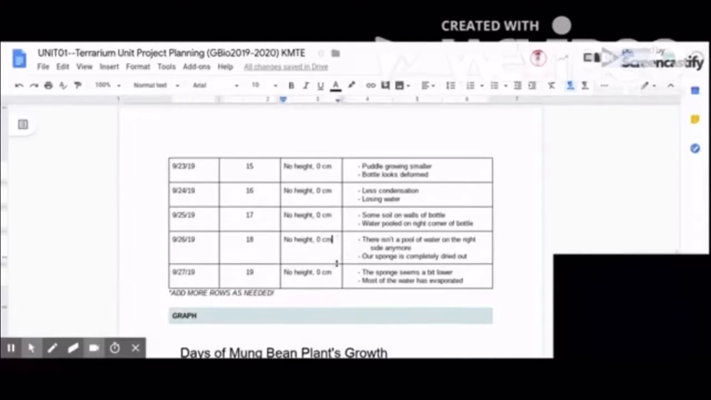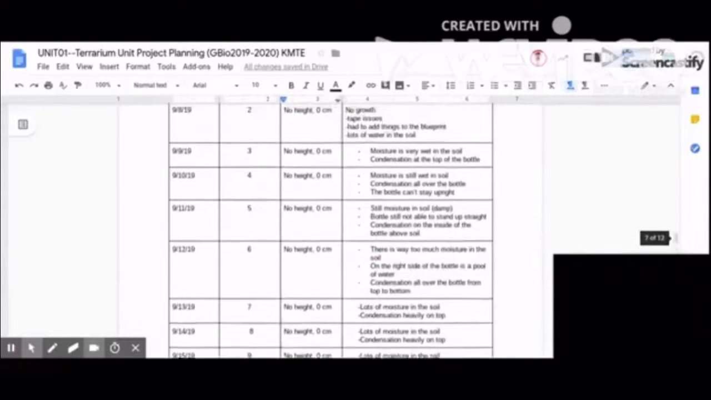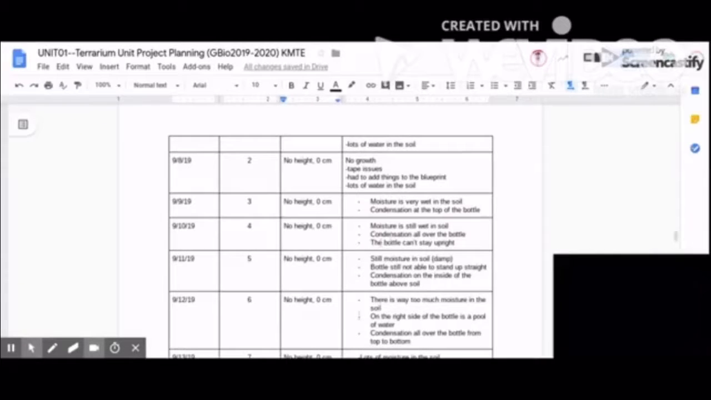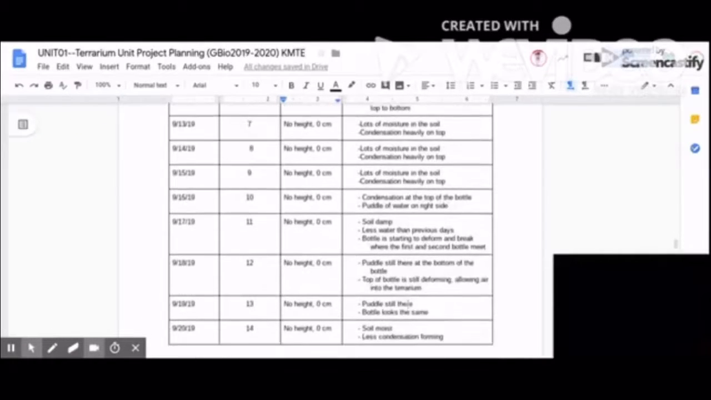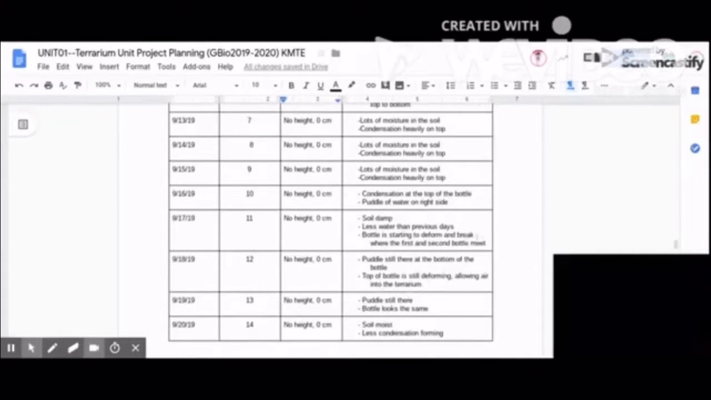First, the plant hasn't grown. Second, there was a puddle of water stored inside of the bottle because of our sponge, which caused the soil to become moist. Also, there was condensation in our bottle. Now on day 11, our bottle was starting to break where the first and second bottle met.